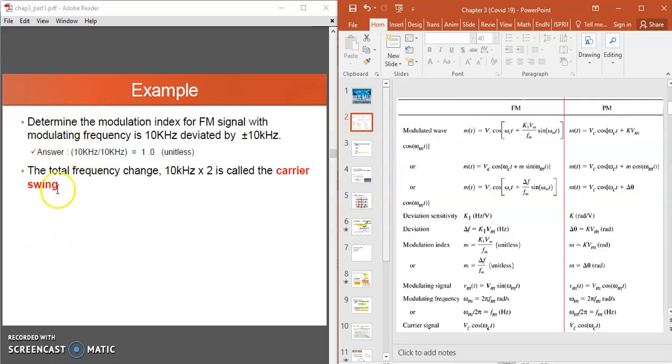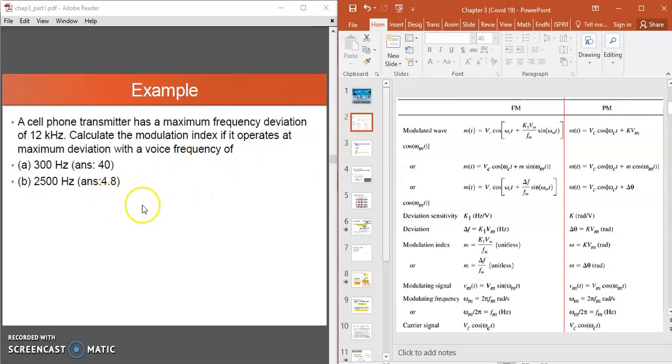Now let's see this example. This is a direct example. Determine the modulation index for an FM signal with the modulating frequency of 10 kHz and a deviation of plus or minus 10 kHz. So what is this? The 10 kHz is the Fm, divided by the frequency deviation. For carrier swing it is 2 times, so the value is 20 kHz. This one you can solve by yourself.